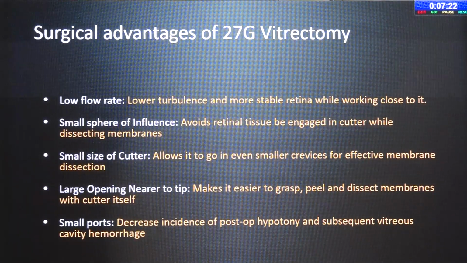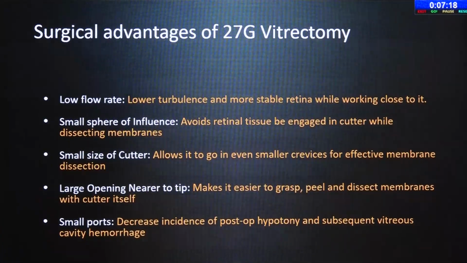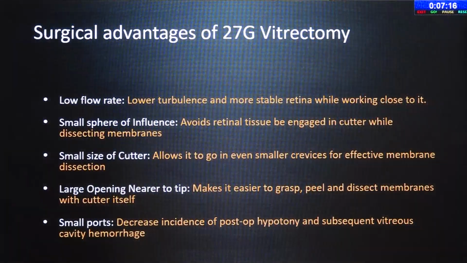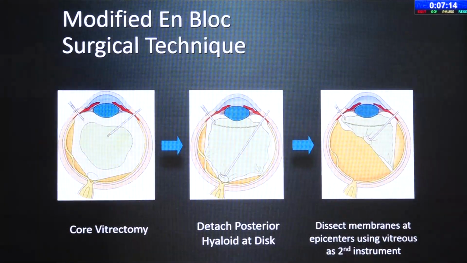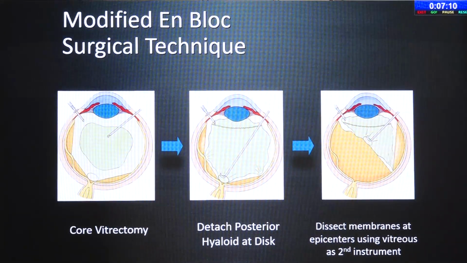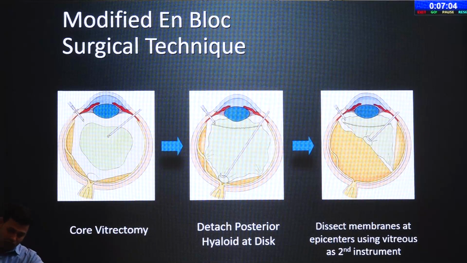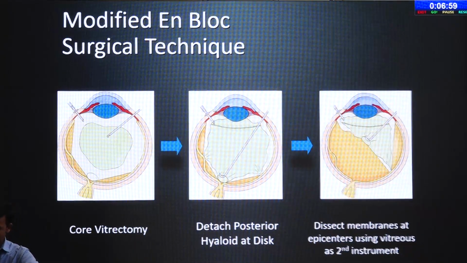The opening is larger and nearer to the tip, so you can grasp or peel and dissect the membranes with the cutter itself, and you don't need extra instruments for that. And the technique that I'm discussing with you is what we call the modified en bloc surgical technique. You do a core vitrectomy, you detach the posterior hyaloid at the disc and then dissect the membranes at epicenters using vitreous as a second instrument.